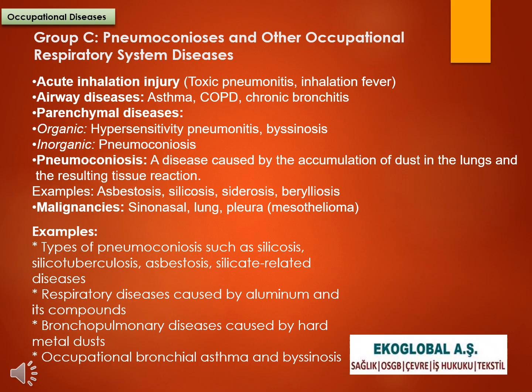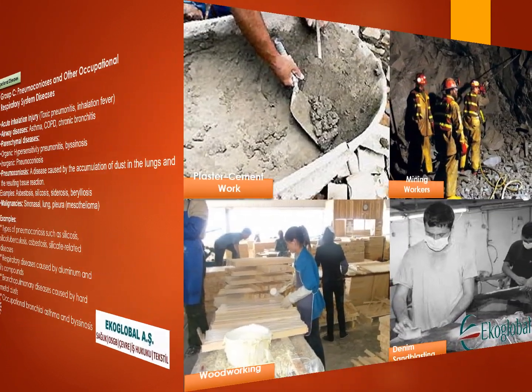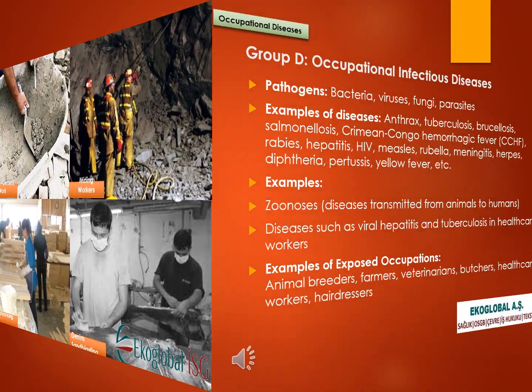Pneumoconiosis occurs when dust accumulates in the lungs, triggering damaging tissue reactions, as seen in asbestosis, silicosis, siderosis, and berylliosis. Occupational exposures can also lead to malignancies, including lung cancer and mesothelioma. Other examples include respiratory illnesses caused by aluminum, hard metal dust, or allergens leading to occupational asthma.